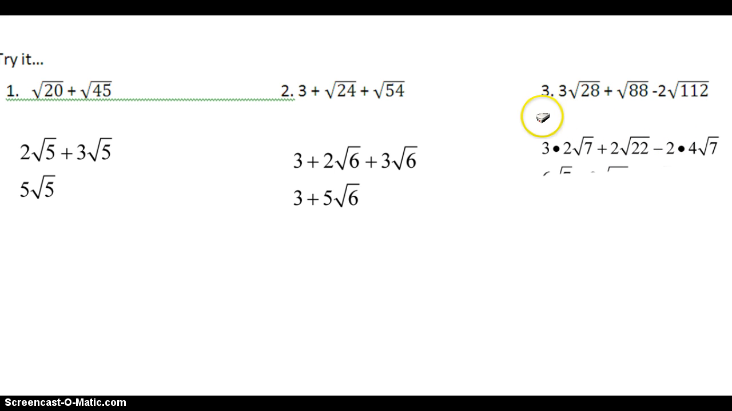So the reason I showed this step here is so that you recognize that the coefficient has to be multiplied by the number that we're pulling out of the radical. So we have 6 root 7 plus 2 root 22 minus 8 root 7. So our 2 root 22 is still by itself, but now we're subtracting a 2 root 7.